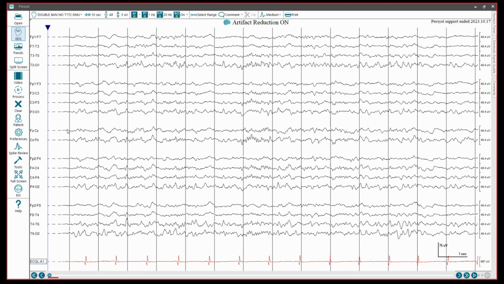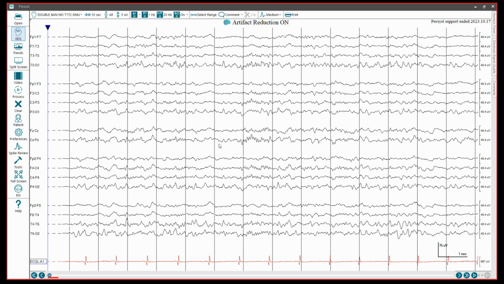Today we're going to look at an interesting EEG. Now, this EEG is abnormal, and the first thing we're going to do is a baseline review of this study. So we're just going to scroll through.